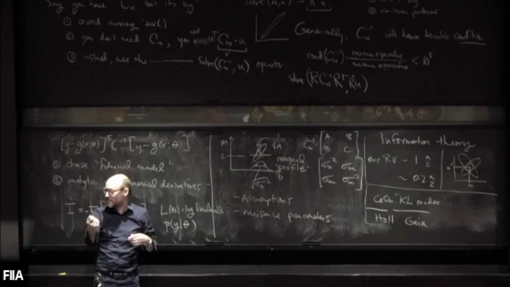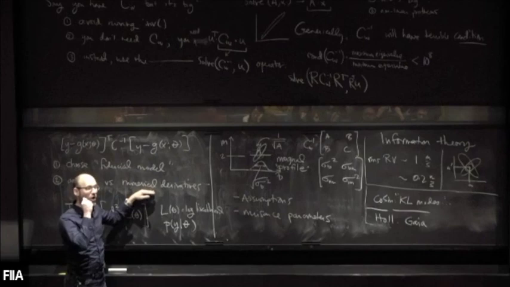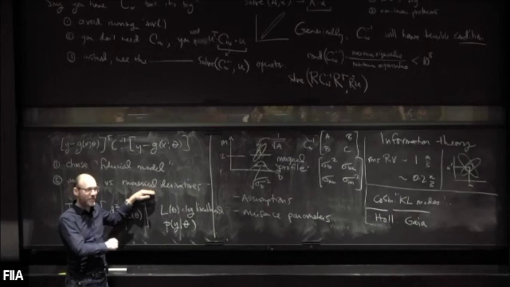So when you take numerical derivatives in problems like this, you will in general overestimate the information in your problem, because there will be numerical noise in your derivatives and that numerical noise will look like information.